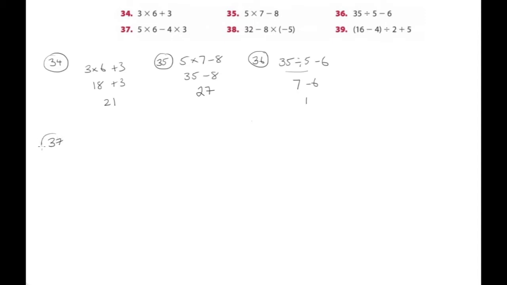37 I'll do over here. 5 multiplied by 6 minus 4 multiplied by 3. Okay, so let's do this first, and then this, and then we'll subtract. Multiplying 6 by 5 is 30. Minus 4 by 3 is 12. So 18 is the answer there. 38. 32 minus 8 multiplied by minus 5.